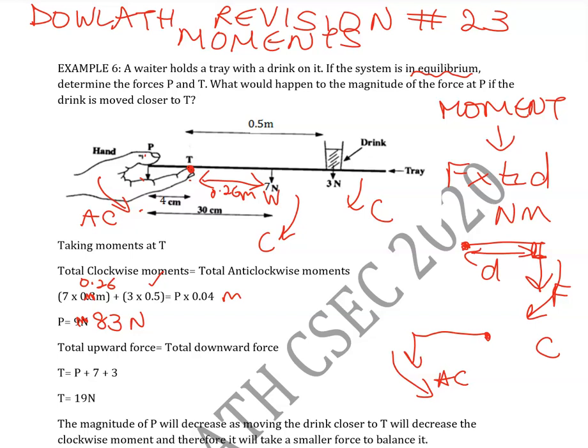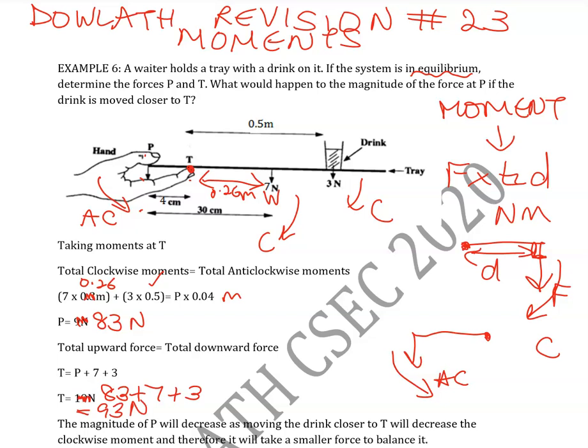And then here, you wanted to get T now. So P is your downward force, right? So therefore, P plus W plus the 3 newtons is equal to T. Right? So if you wanted to get T, it will be the sum of all of your downward forces. So it would have been P, which is 83, plus 7 plus 3, which would give you 93 newtons here. Okay?